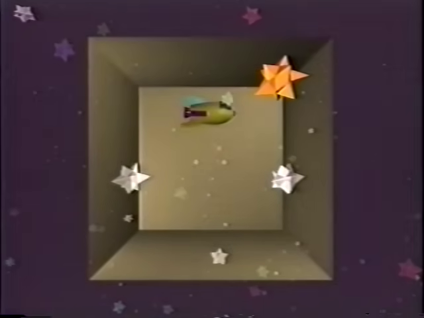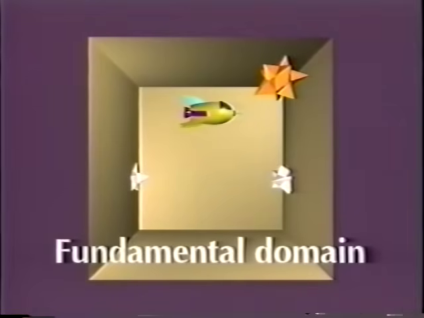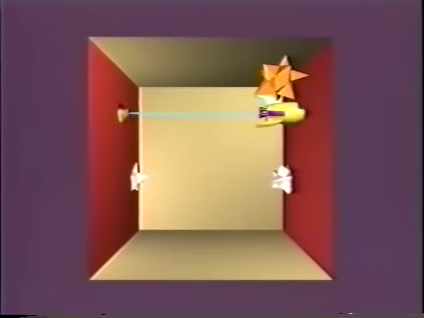Now we're ready for three dimensions. Take a cubical block of space. We'll use this for our fundamental domain in three dimensions, just as we used a square in 2D. We glue the left and right walls. Now the spaceship can travel around this finite universe, passing the same stars again and again.